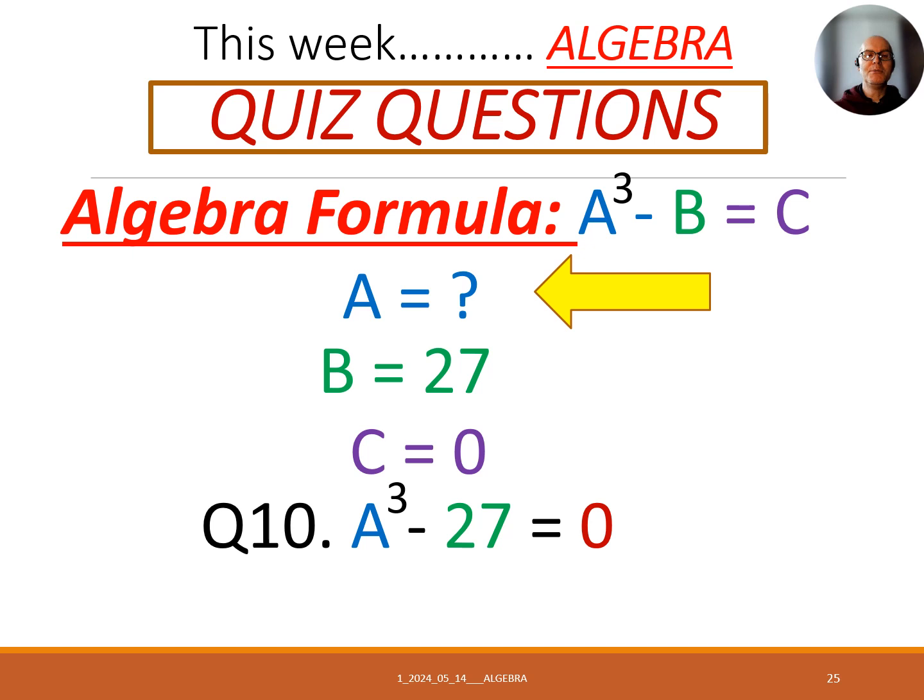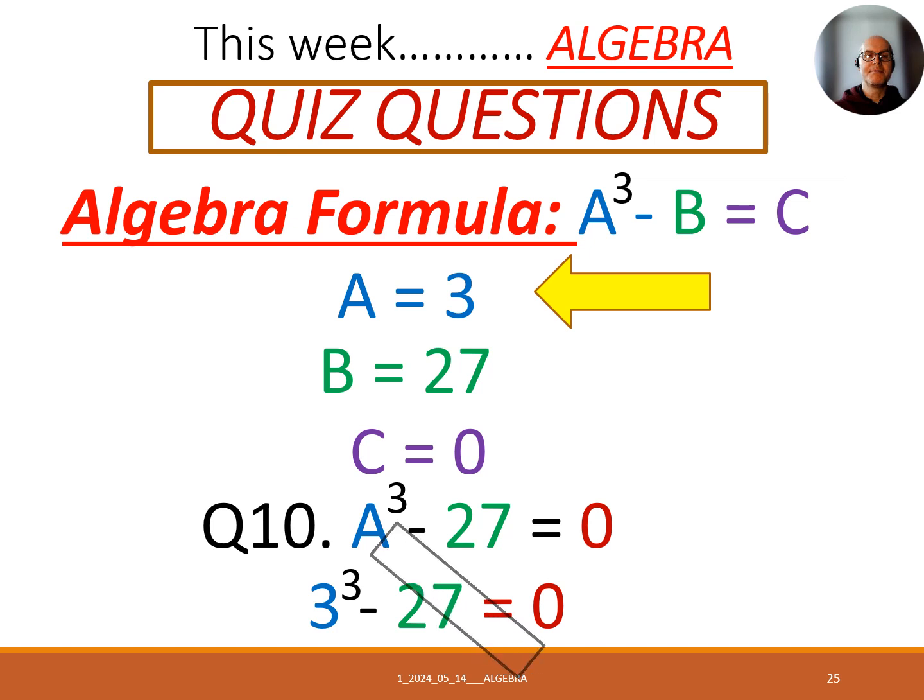So which number cubed equals 27? So that's true for 3 cubed. 3 times 3 times 3, 3 cubed is 27. So for question 10, A equals 3.